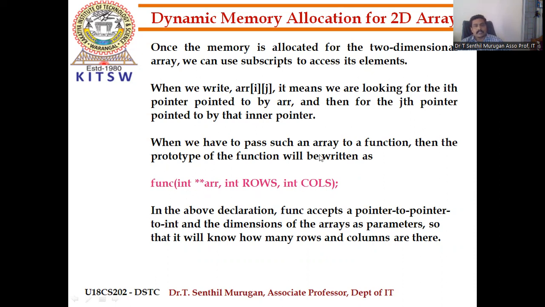For example, if we want to pass an array created with dynamic memory allocation to any function, we can use this statement: function of int double asterisk array. Why are we using double asterisk array? It is a pointer to pointer of integer values. Then we pass how many rows and how many columns there are to that function.